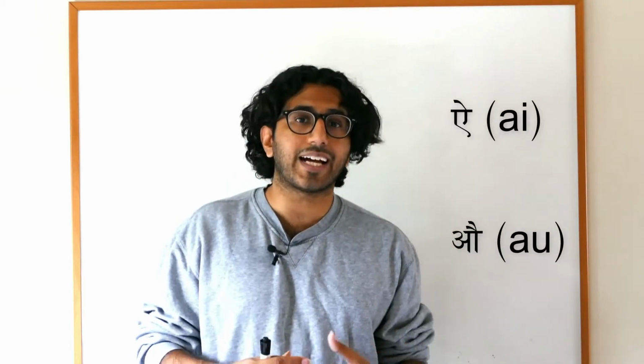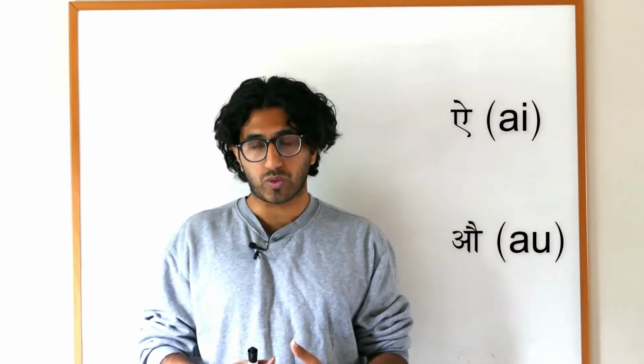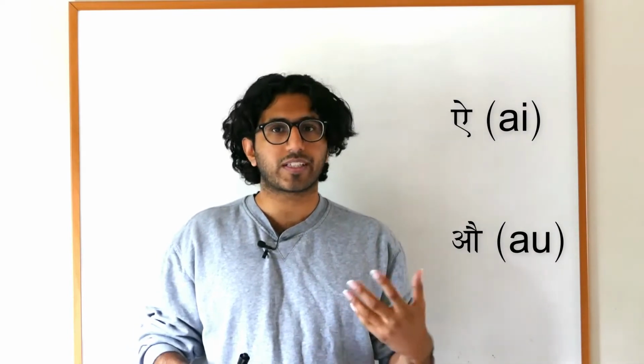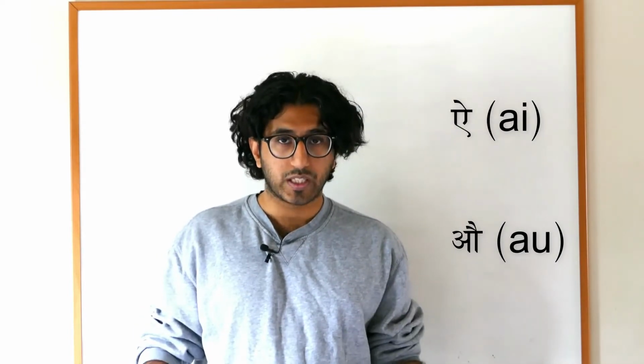Now we start to ask the question, okay, well, we see the combination of e and the combination of o. So what's going on? What about ai and au? In this video, which is going to be a short one, we're going to see how ai and au are formed. Now, once again, why is this important?